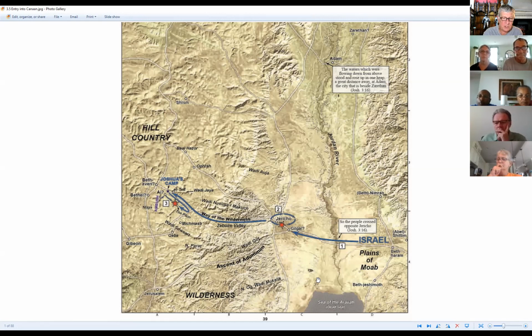So before beginning the campaign, Joshua was vested with supreme power, including the meting out of capital punishment. So, Art, if you got to Joshua chapter 1, verse 18.